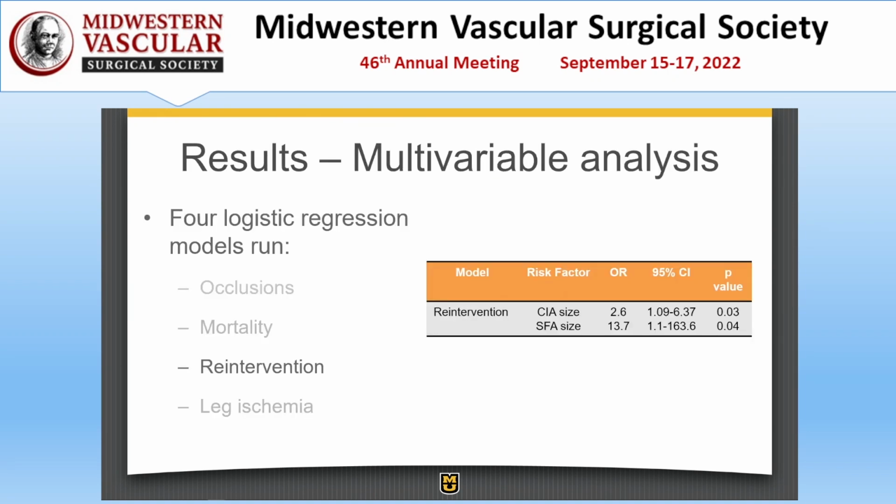We then ran logistic regression on four of our outcomes to identify predictors. We ran them on occlusions, mortalities, reintervention, and leg ischemia. A statistically significant result was seen in our reintervention model, where there was an association with higher risk for reintervention with smaller artery sizes.